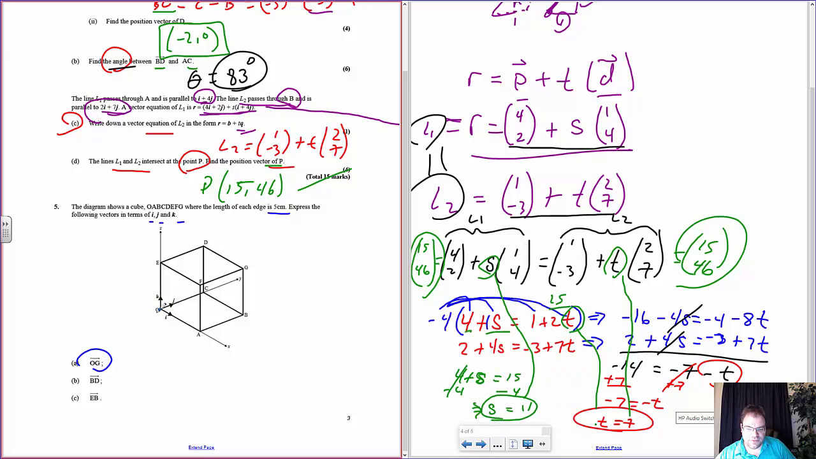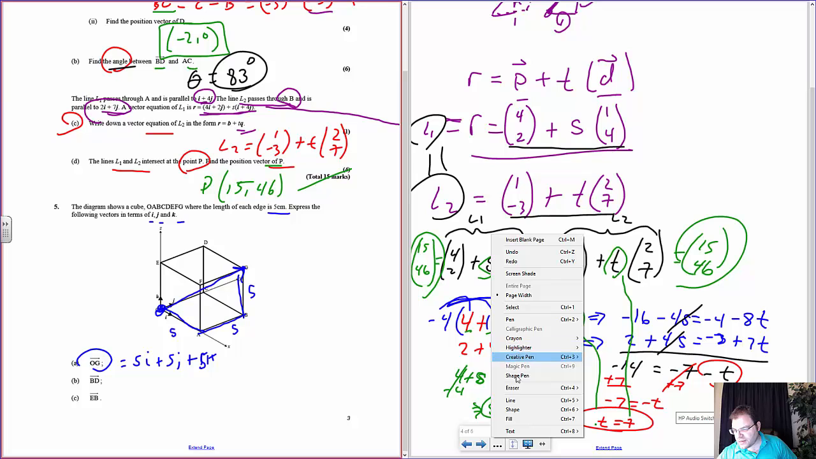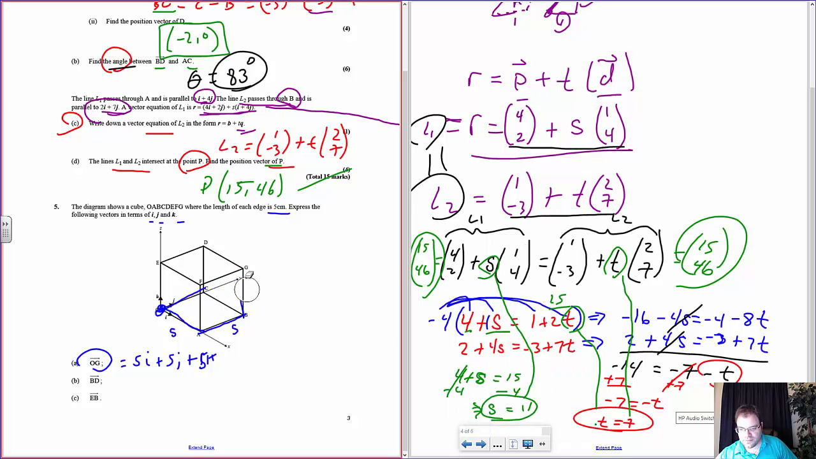So I want to go from O to G, from here to here. That's what it says. So I want to go this way along the i direction. This distance is 5. That's how long the side of the cube is. I'm going to go this way in this direction, which is also 5. That's 5 in the j direction. And then I'm going to go 5 up, which is 5 in the k direction. So 5 in the i, 5 along j, and 5 along k. So this is actually 5i plus 5j plus 5k. This ultimately will give me a vector from here to here, and that's what I want, from O to G. Okay?